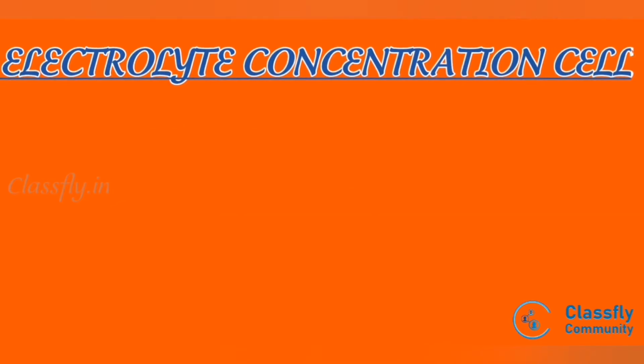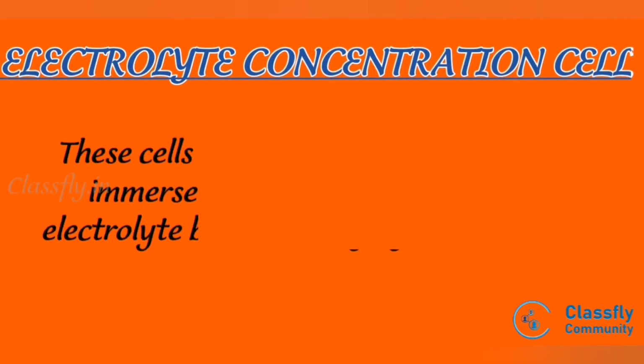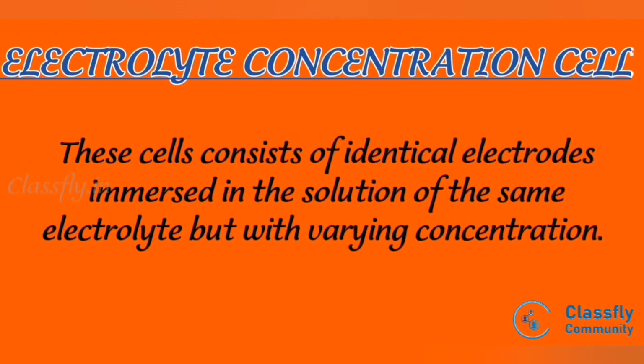Second is the electrolyte concentration cell. This cell consists of identical electrodes immersed in a solution of the same electrolyte but with varying concentration. In this cell, the electrolyte tends to diffuse from the higher concentration solution towards the solution of lower concentration.